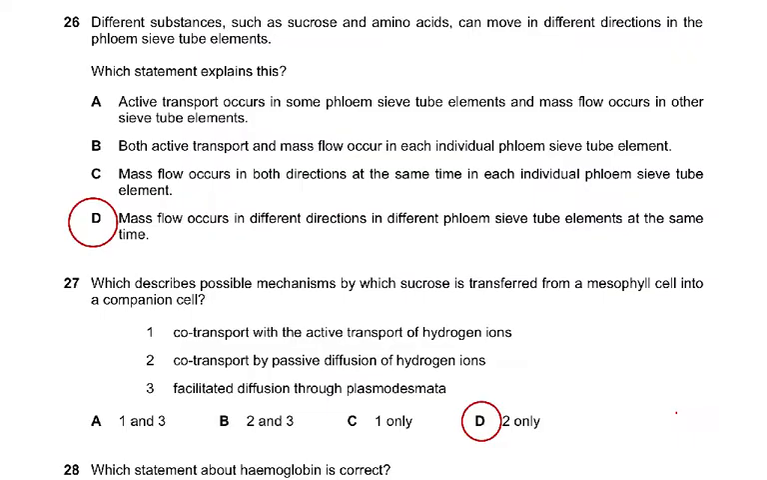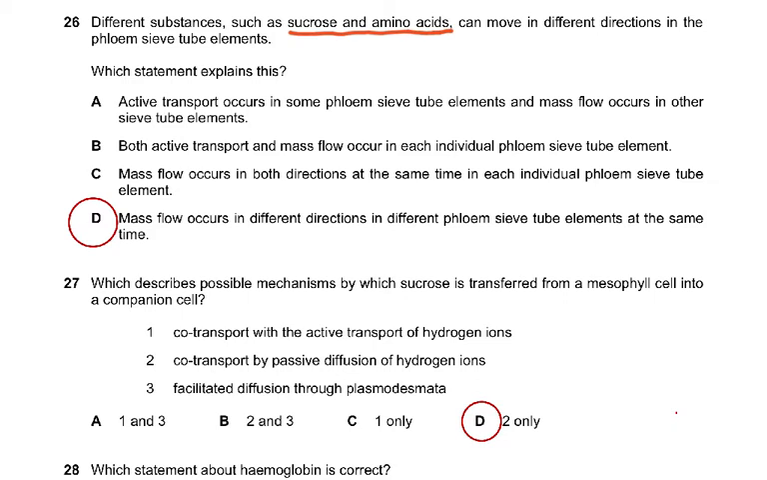If you look at question 26, it says different substances such as sucrose and amino acids. So everybody knows these are called assimilates, and they are present in the phloem, can move in different directions in the phloem sieve tube elements. Not in the same one, but in different sieve tube elements. Some may be going up, some may be going down, because you see a white flower is a sink, roots are the sink, source is a leaf. So that leaf makes it, maybe it goes upwards towards a white flower, maybe in another sieve tube it goes downwards to the roots. So different substances such as sucrose and amino acids can move in different directions in the phloem sieve tube elements. Which statement explains this?